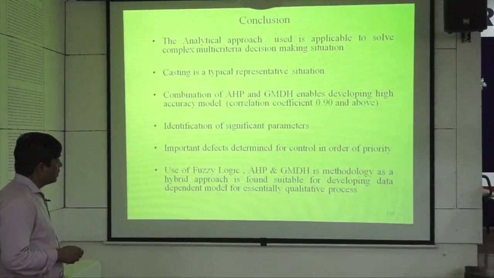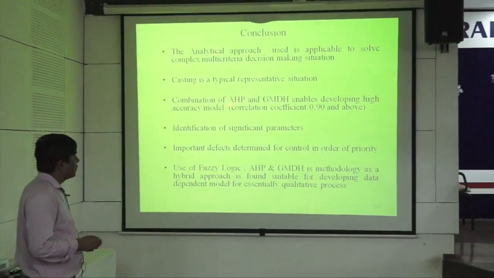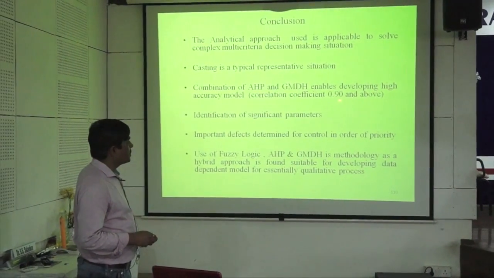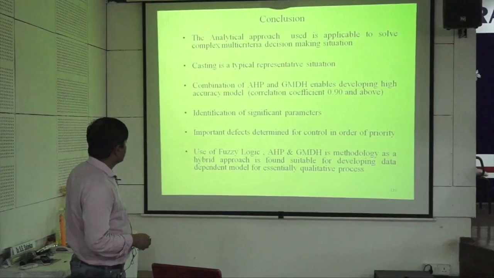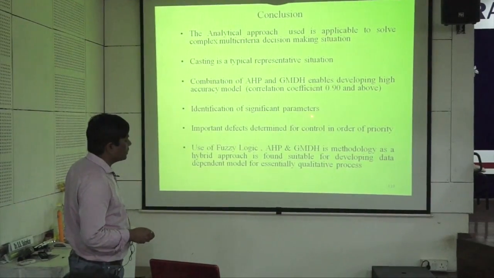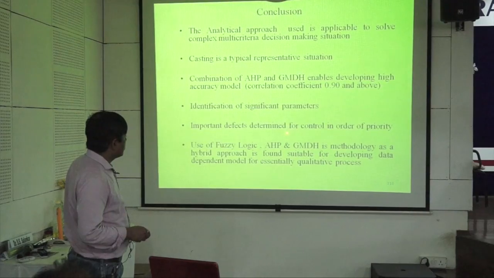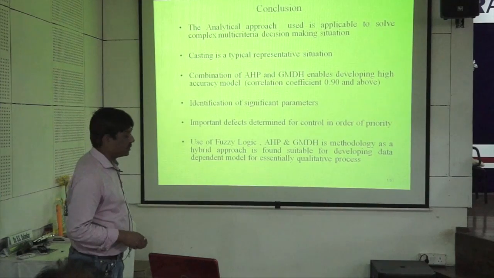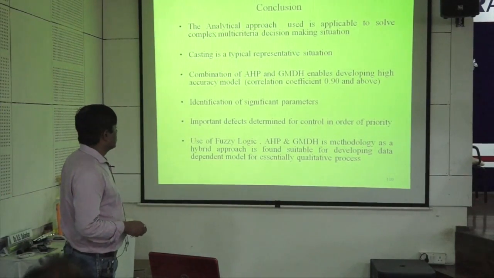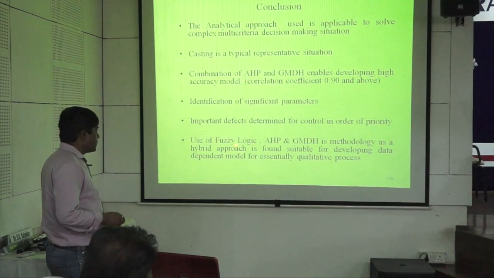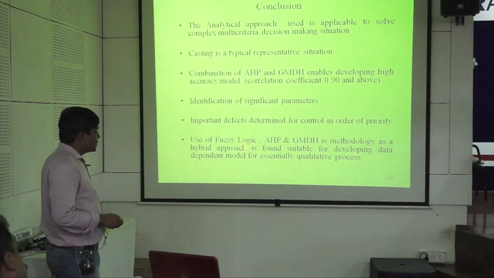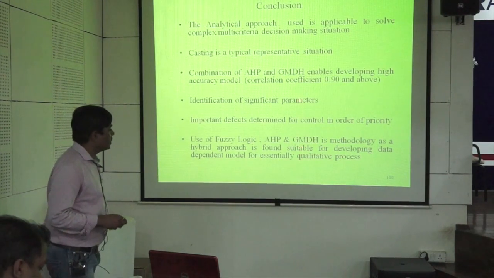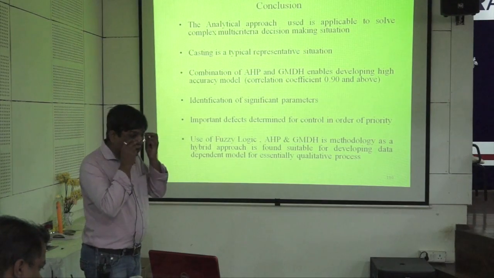This combination is called a hybrid approach, whereby we are using AHP and GMDH. This enables us to develop a high accuracy model, with a correlation coefficient of 0.90 and above. We can identify significant parameters by using GMDH. Important defects are determined in order of priority, that is by using AHP. And this hybrid methodology, whereby we are combining fuzzy logic with AHP and GMDH, is suitable for developing a data-dependent model, essentially for a qualitative process.